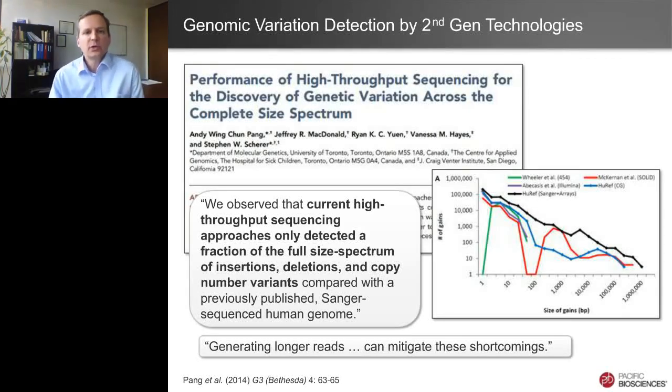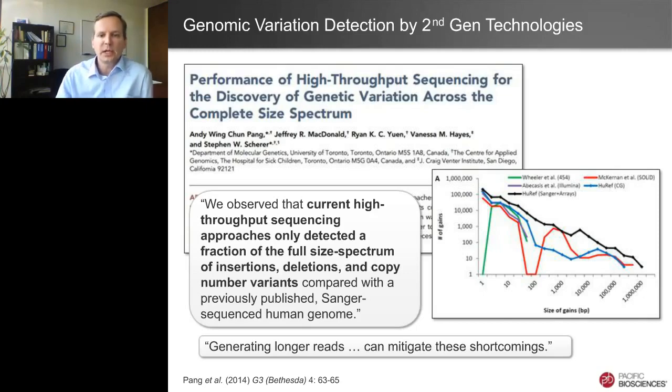The limitations of the short-read high-throughput sequencing devices for discovery of these larger structural variations have been well documented. This is just one example, a paper by Stephen Scherer from Toronto. The figure on the right shows on the x-axis a log plot of, in this case, insertions. On the left you have 1, and that's the SNP, and then going further, a 10-base insertion, 100 bases, 1,000 bases, and so forth.